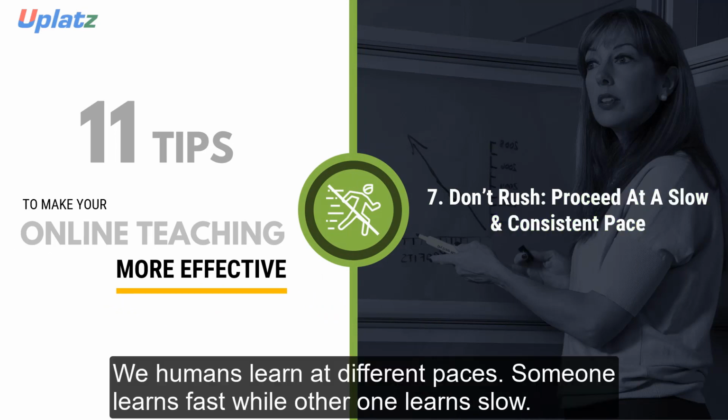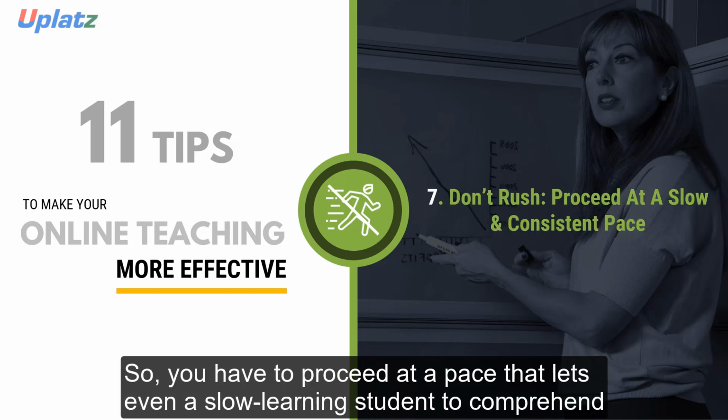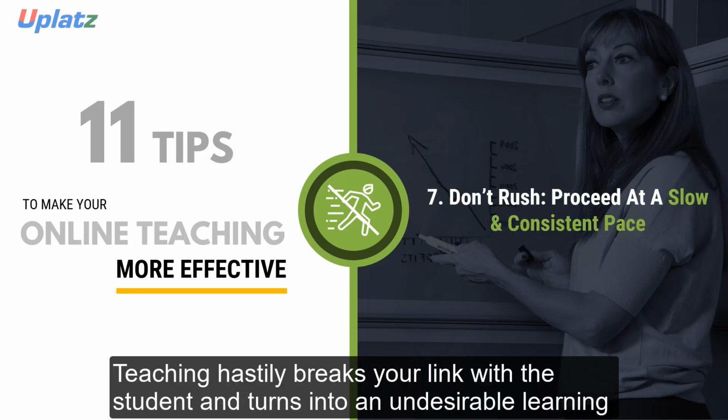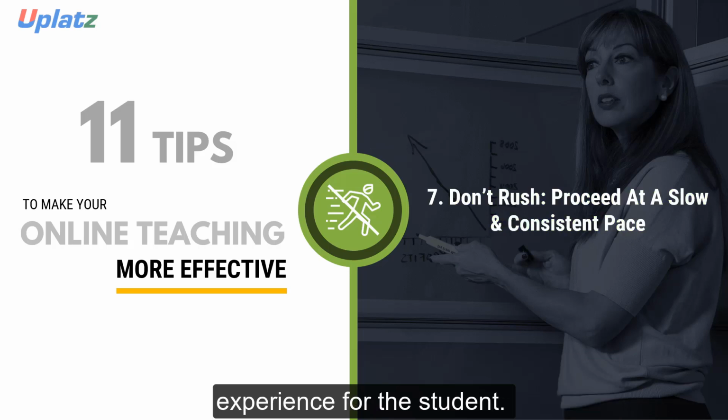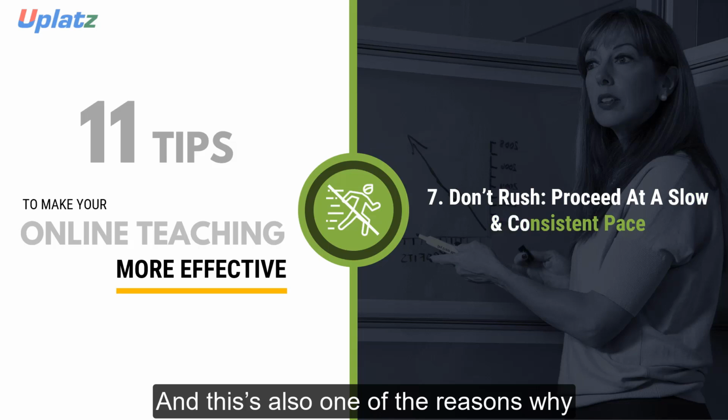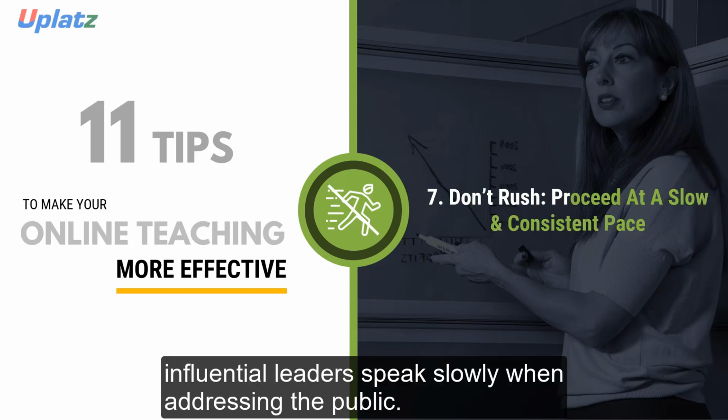The next advice. Don't rush. We humans learn at different paces. Someone learns fast while the other one learns slow. So, you have to proceed at a pace that lets even a slow-learning student comprehend things easily. Teaching hastily breaks your link with the student and turns into an undesirable learning experience for the student. And this is also one of the reasons why influential leaders speak slowly when addressing the public.